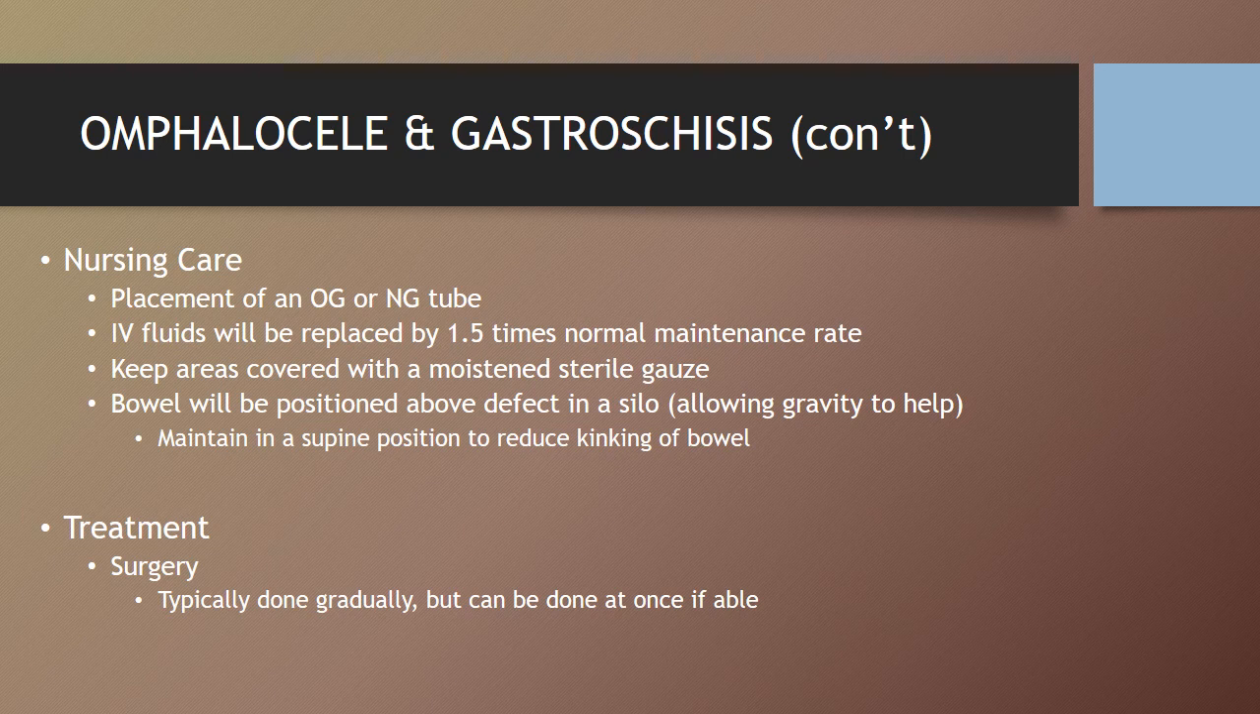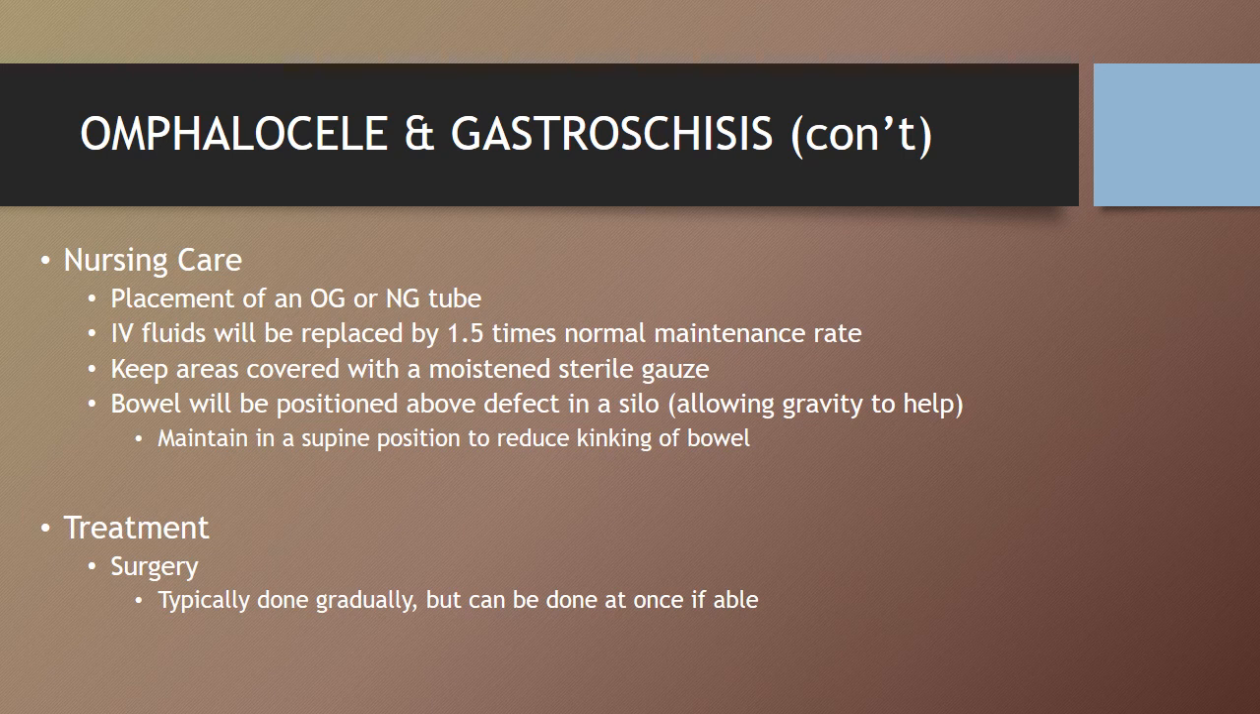The bowel, and typically this is going to be for the omphalocele. The gastroschisis baby will actually have their bowel positioned in a plastic bag and then in a silo, and the silo actually hangs, and I'm about to show you this in a second. The silo is tied to the sides of the bed to hang it over the defect, hovering over the defect, and it allows gravity to help push those intestines and stomach back into the body.